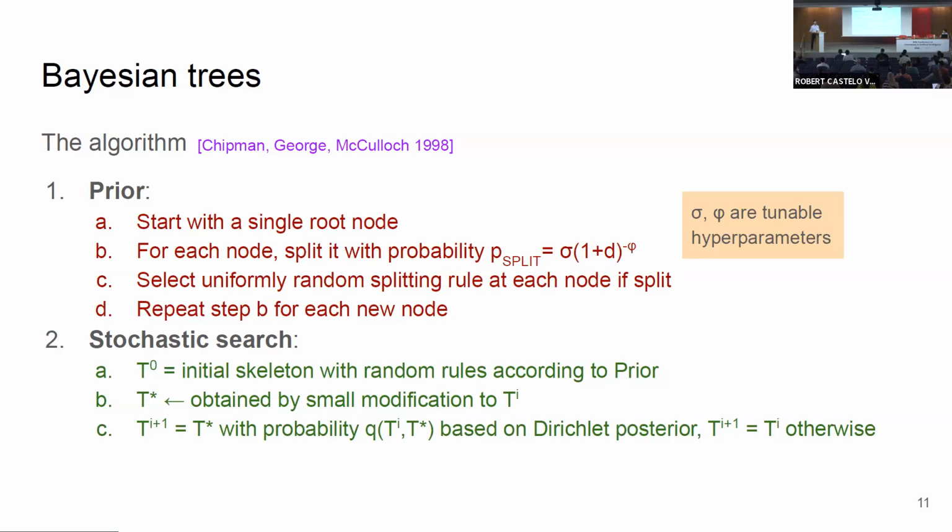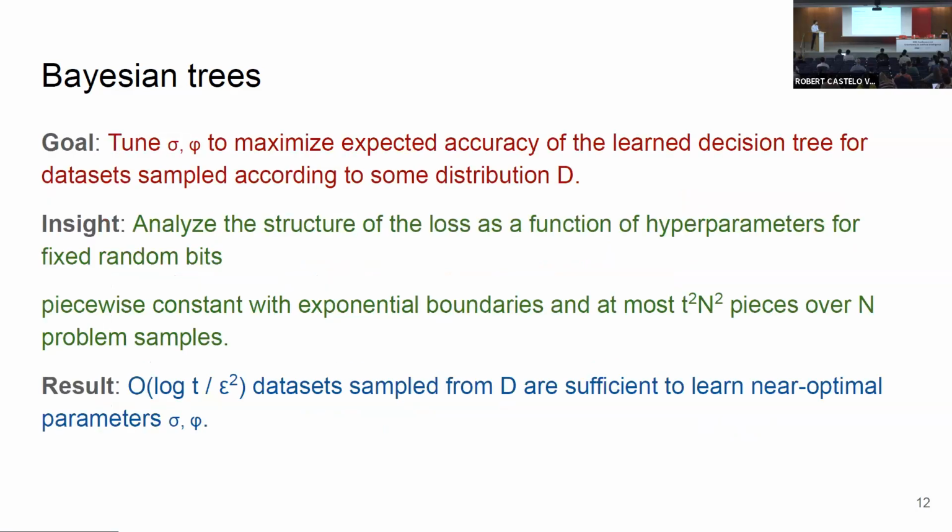But here, sigma and phi are tunable parameters, and our work shows how to tune these parameters and the number of data samples you need to tune these hyperparameters. Right, so the goal is to tune them in order to maximize the expected accuracy of the learned decision tree, for data sets which are sampled from some fixed but unknown distribution. Our insight is we analyze the structure of the loss as a function of hyperparameters, but since it's a randomized algorithm, we analyze it for fixed random bits.